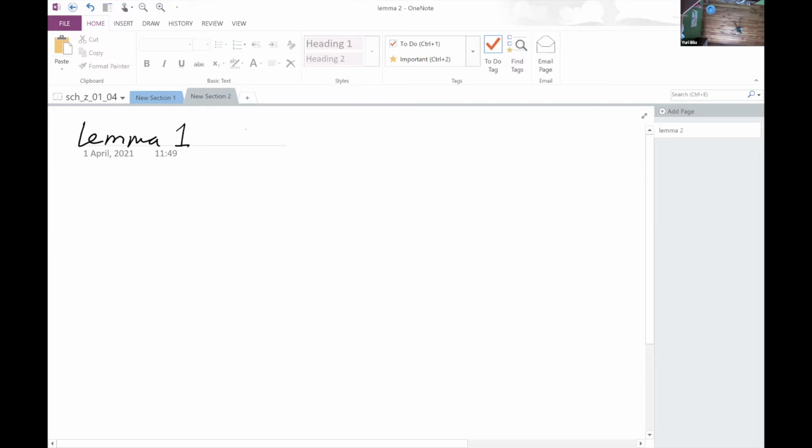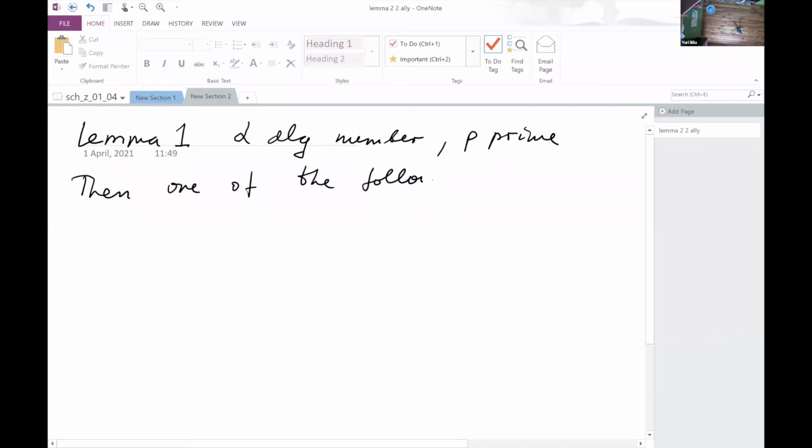So here alpha, well, we may even assume that alpha is just an algebraic number. I assumed that it is not a root of unity, but in the new statement, this assumption can be dropped. So it is not really important. And p is a prime number. Then one of the following three options takes place.